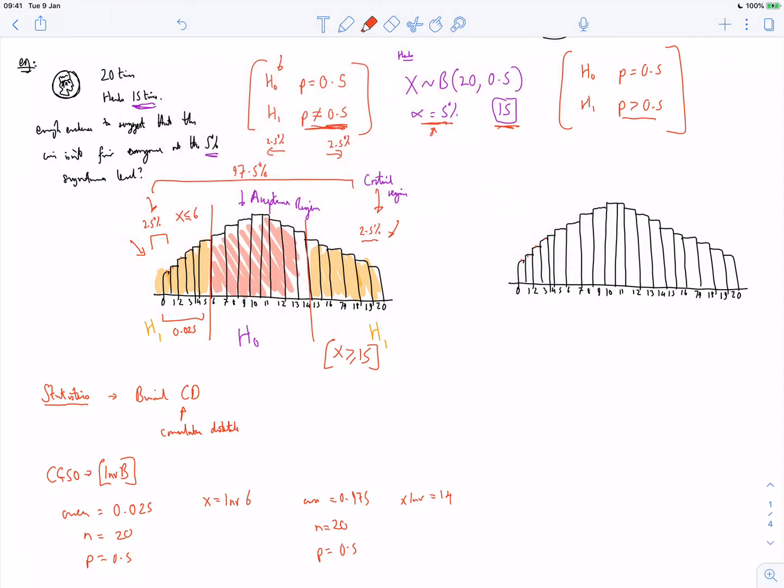So here you go. Any value that's less than or equal to 6 but greater than or equal to 15 would seem to suggest that this is not fair.